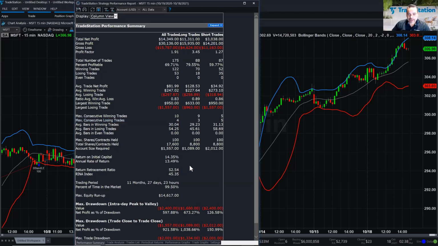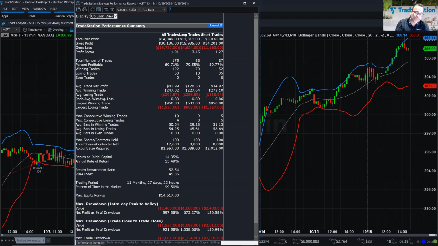Other things to look at here in the strategy performance report, like drawdown. There's no historical backtest if you don't look at drawdown. Drawdown is how much the strategy is putting at risk. My drawdown right here went down as low as $2,400. That's from peak to valley, which means that from our maximum profit to how much we gave back, this is $2,400. We could have lost that amount in one trade.